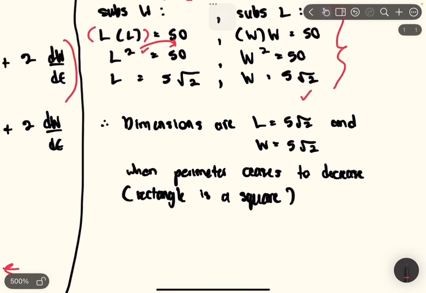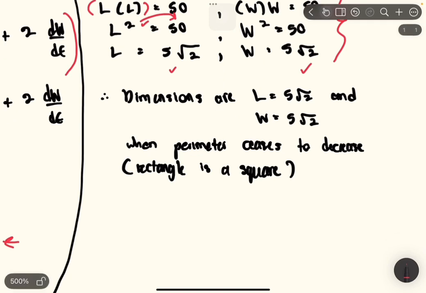So yeah, both the dimensions we have obtained are L equals 5√2 and W equals 5√2 when the perimeter ceases to decrease, indicating that our rectangle is a square.